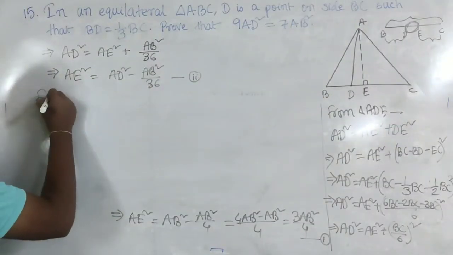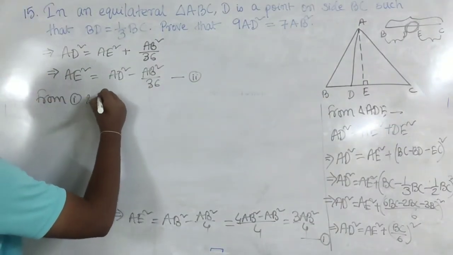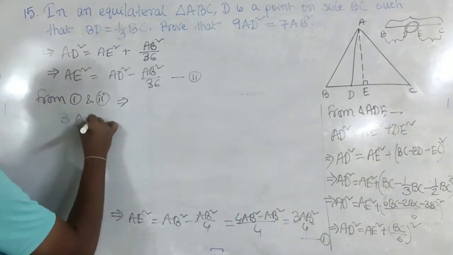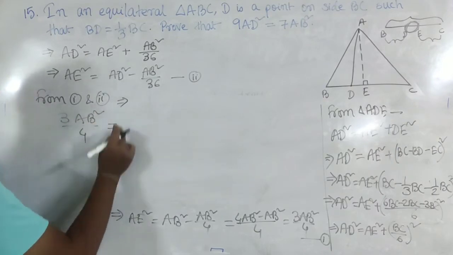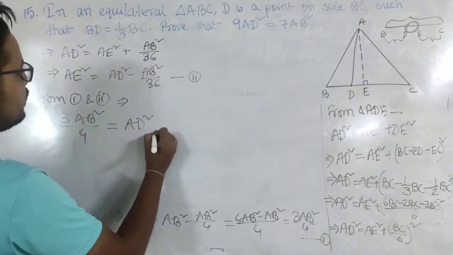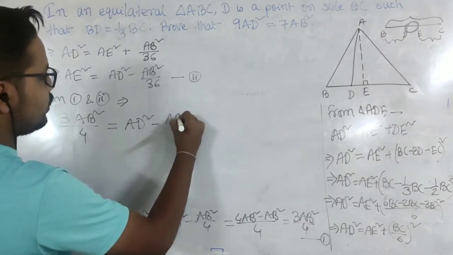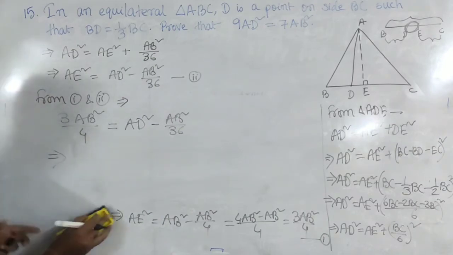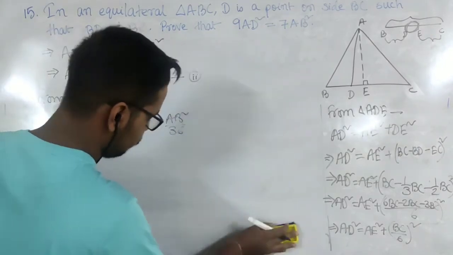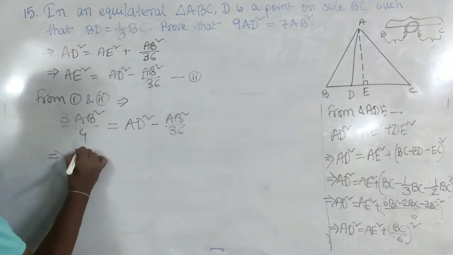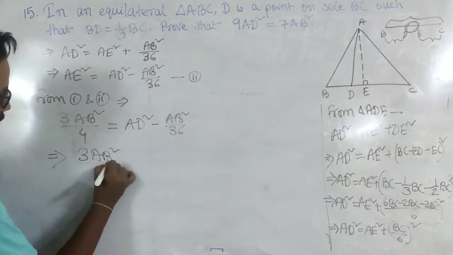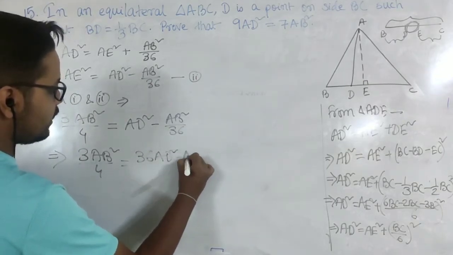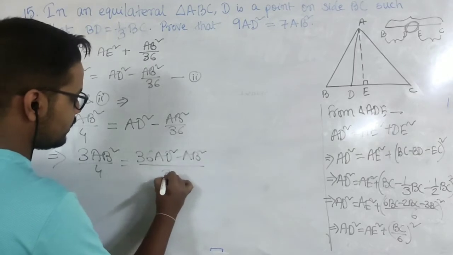So from 1 and 2, what do we get? We get thrice of AB squared by 4 will be equal to this part, AD squared minus AB squared by 36. Let's take an LCM again. Let's rub this part. So again if I take an LCM, left hand side will be the same. Here we are going to have 36 AD squared minus AB squared by 36.